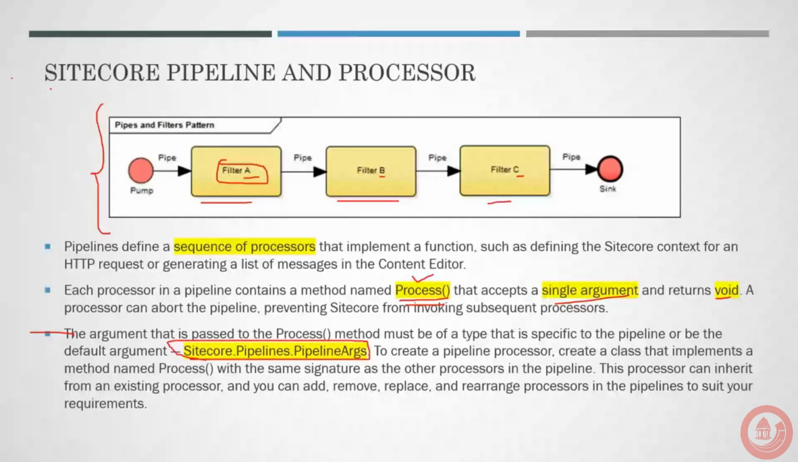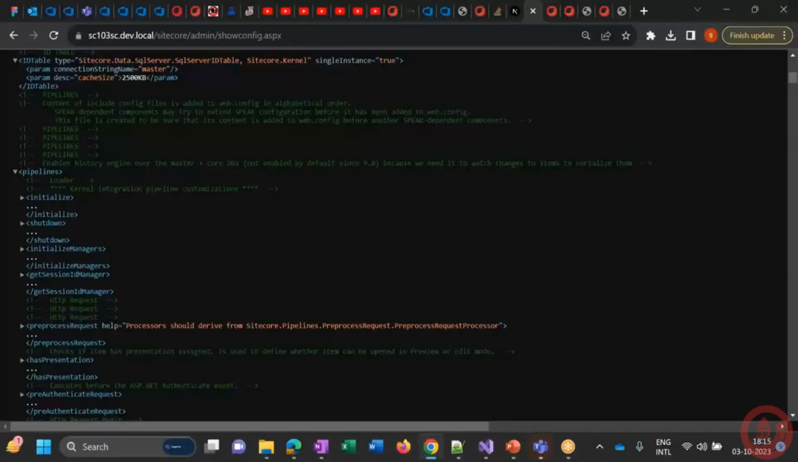Within the Sitecore, if you want to see the pipelines, then you can go to your Sitecore side, and you can open your show config, and here you will get the pipelines tags. Inside it, you will get lots of pipelines. So you have the initialization pipeline, the shutdown pipeline. You have lots of pipelines, and you can see it here.